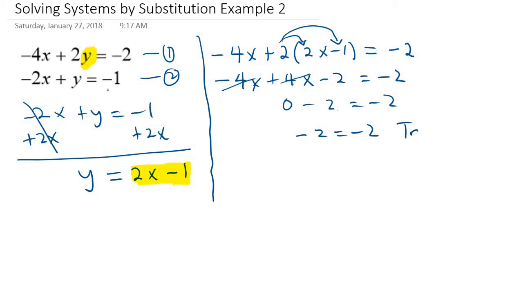It's a true statement. When this happens, this is an indication that this system of equations actually has infinite pairs of x and y that work for both equations together. So it has an infinite number of solutions.